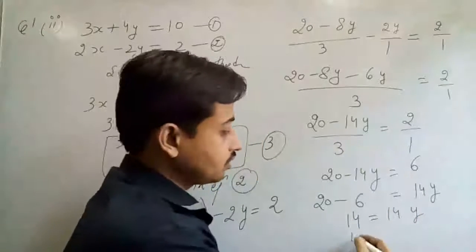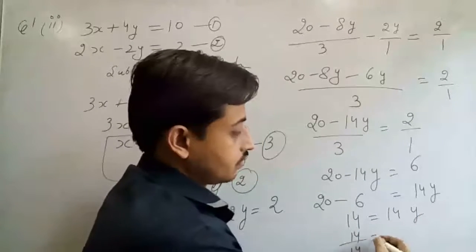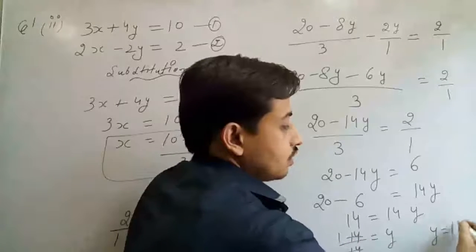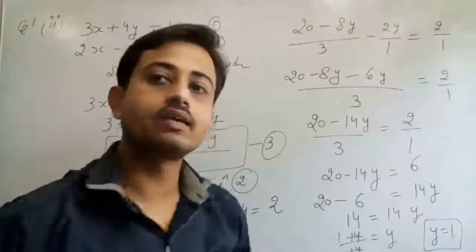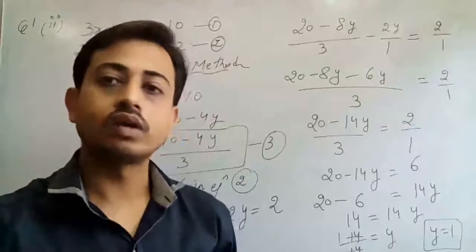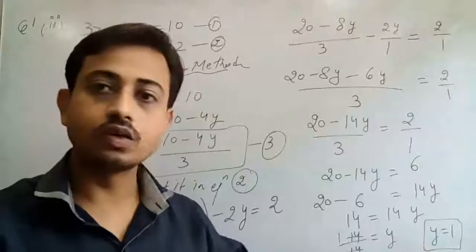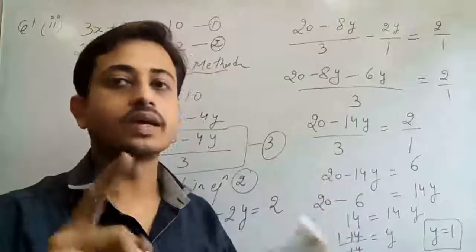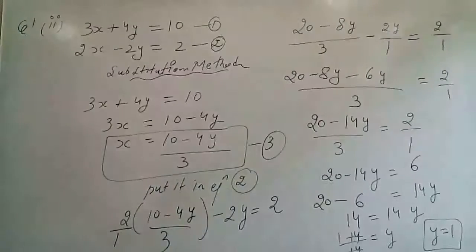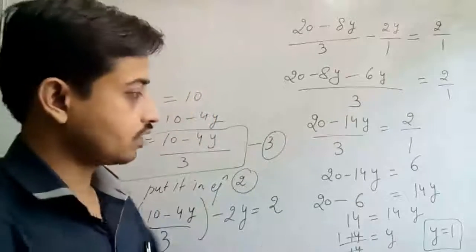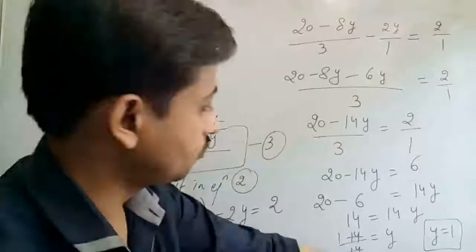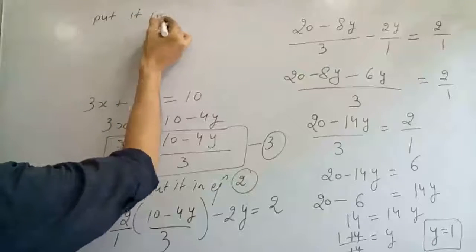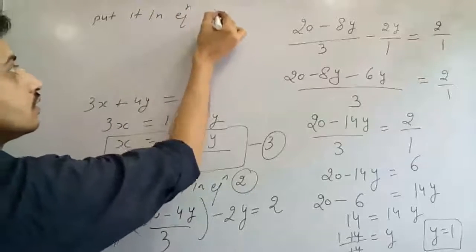Now take 14 to the denominator part. 14 over 14. So what do I get? y is equal to 1. Now what you have to do? You have to put this value in equation number 3. So before going further, please make a note first. Now we got y is equal to 1. Now put it in equation number 3.